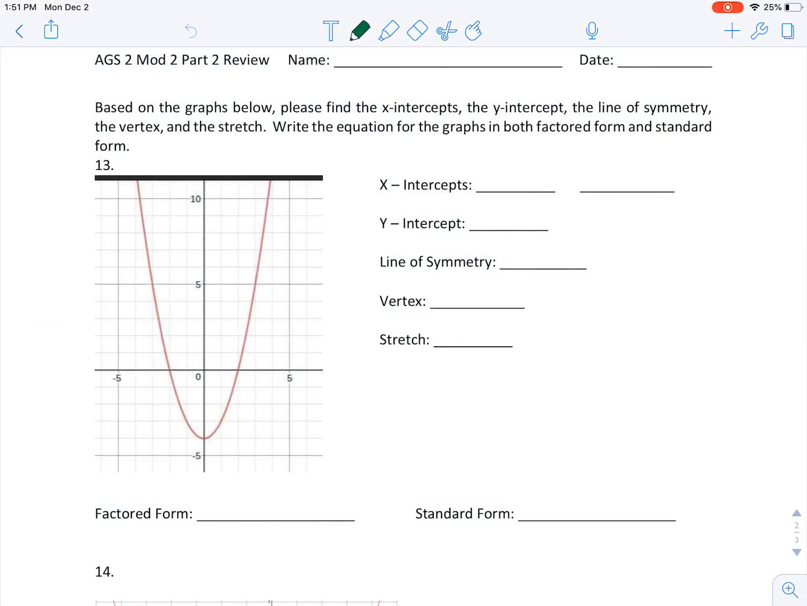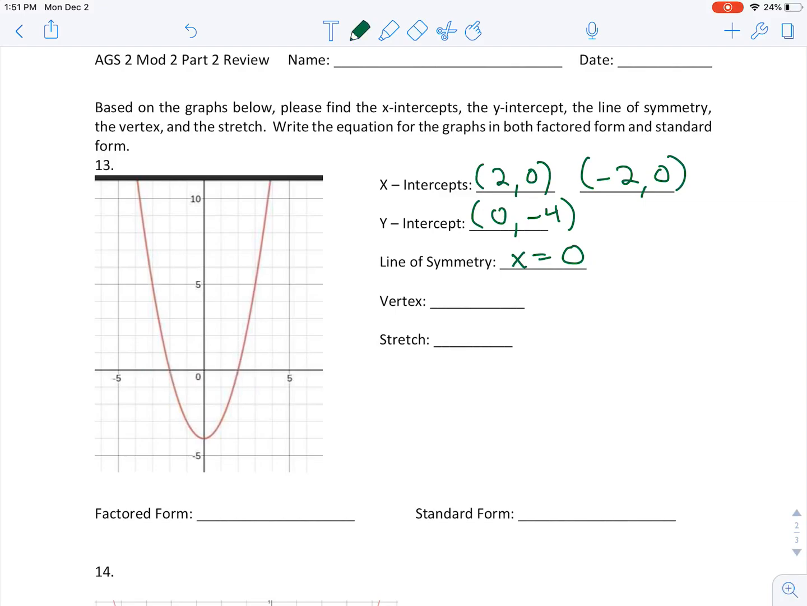Okay, so let's see here. The x-intercepts, where does this graph cross the x-axis? That would be the 2, 0, and -2, 0. My y-intercept looks like it would be 0 over and 4 down. My line of symmetry is right up the middle at x = 0. So here's x is 0, right? This is x is 1, that's x is 6, that's x is -4.